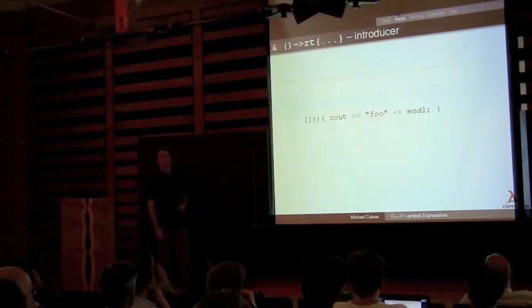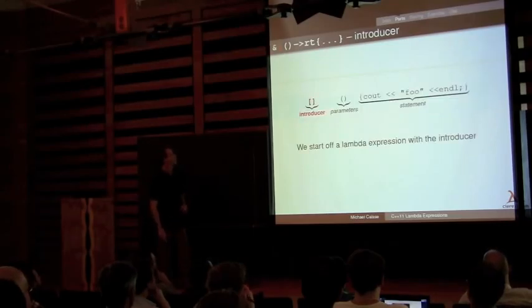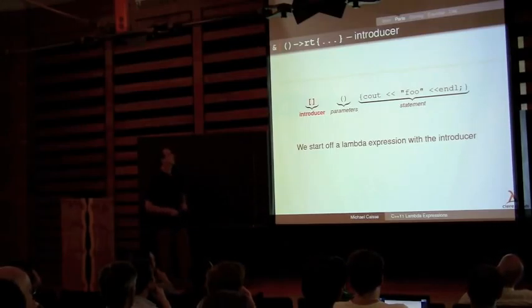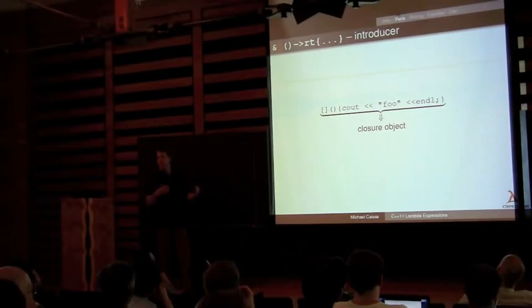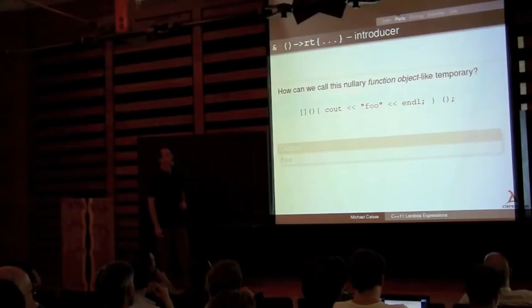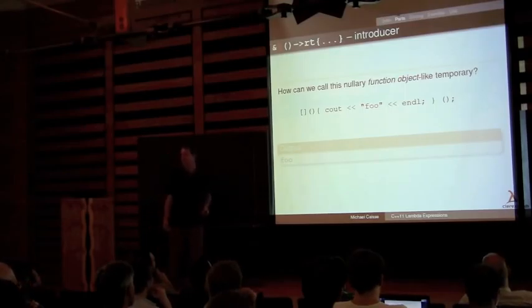All right, very simple lambda expression. This expression has our introducer. It becomes a closure object. And now what do we do? So now we have a closure object.